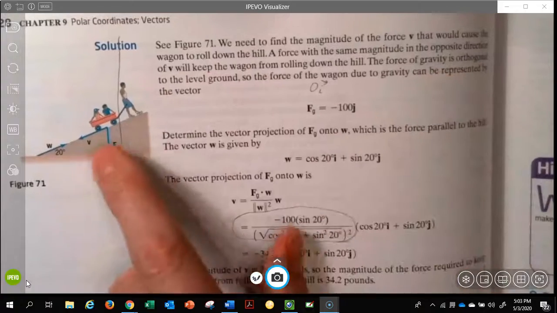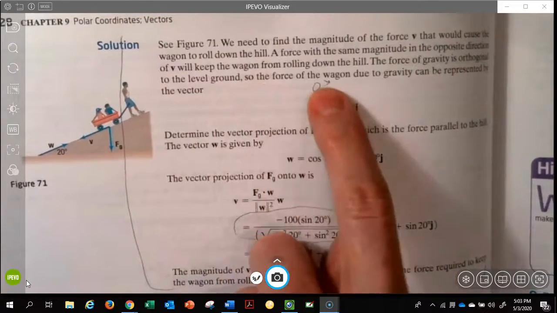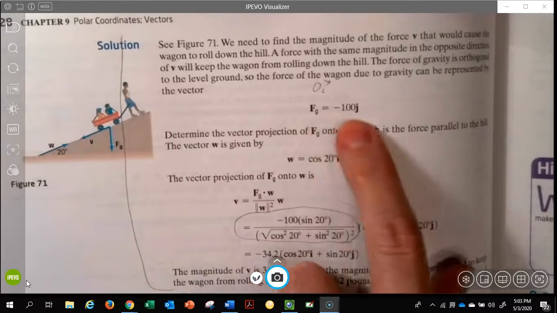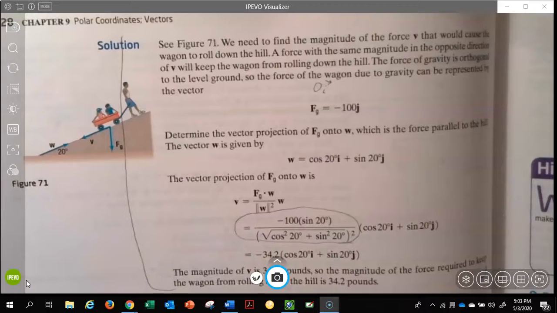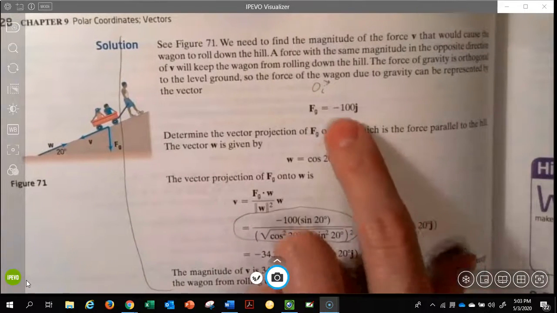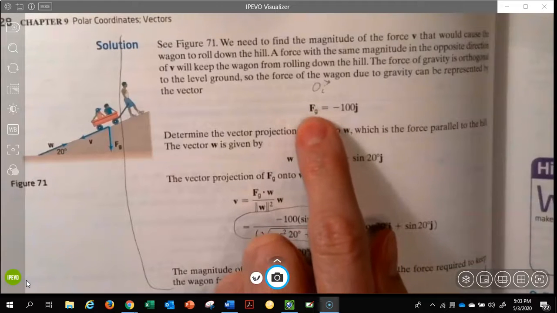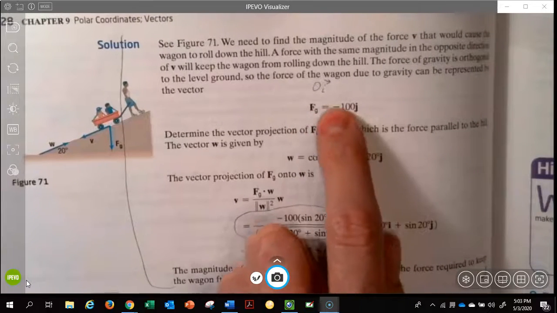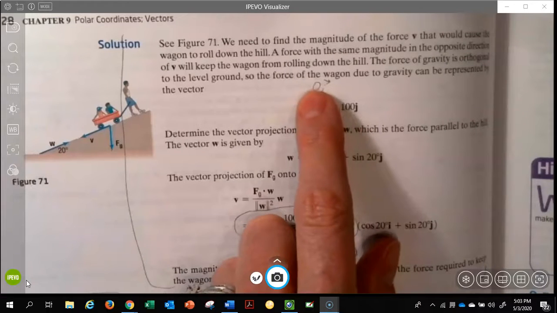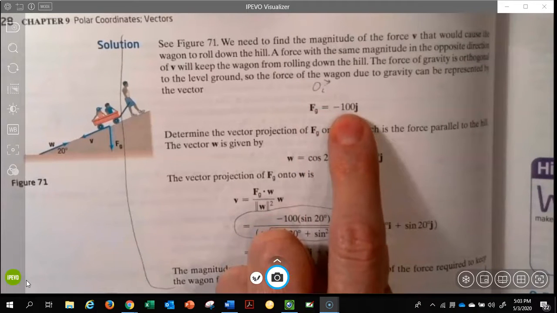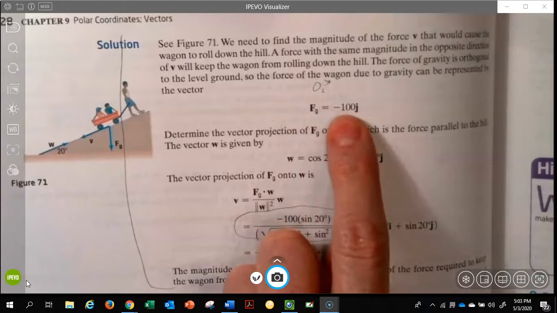The force of gravity is orthogonal to the level ground, so the force of the wagon due to gravity can be represented by the vector F. And so this might be something you write down as a trick, as an idea, as a direction on how to solve some of our vector word problems. So the force from gravity is written like this. I wrote this up on the side because it does not have the horizontal. It only has the vertical component. But this number, this 0, in a minute is going to be important when we go to do a calculation.